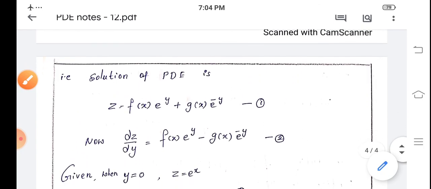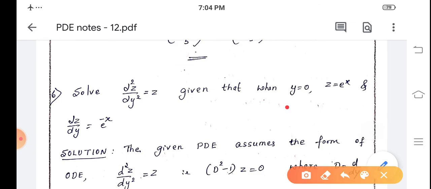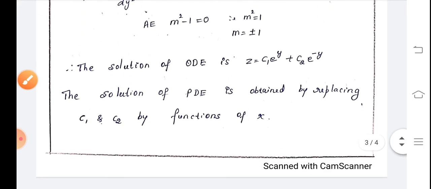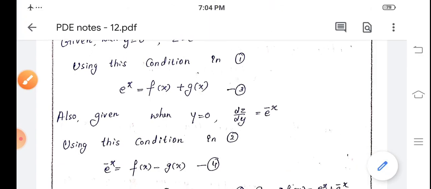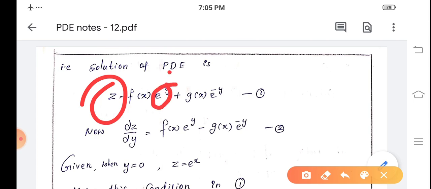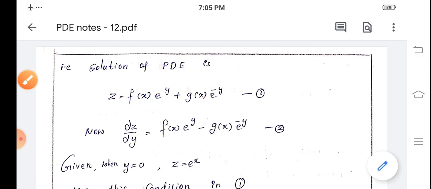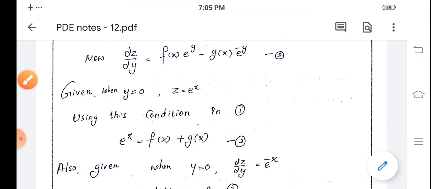Now we can make use of the given conditions. Given that when y is equal to 0, z is equal to e^x. So using this condition in equation 1, z is e^x and y is 0. So e^0 is 1, and e^(-0) is also 1. So we obtain e^x equal to f(x) plus g(x).